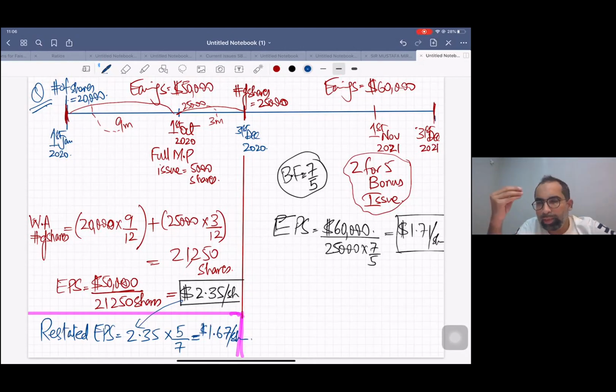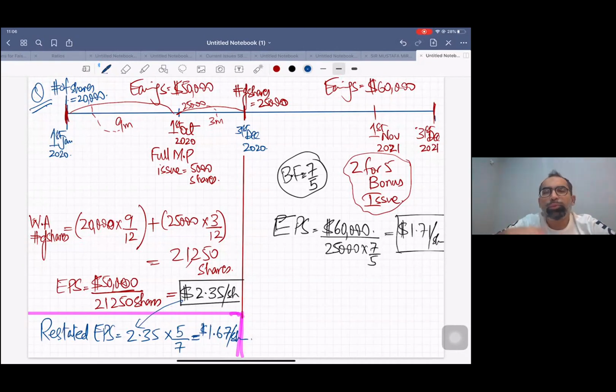Now, let me give you a short summary of the class. We studied the introduction of IAS 33, earnings per share, basic EPS. The basic formula of EPS is earnings divided by the weighted average number of shares issued. Simple. And we studied two different types of share issue today.